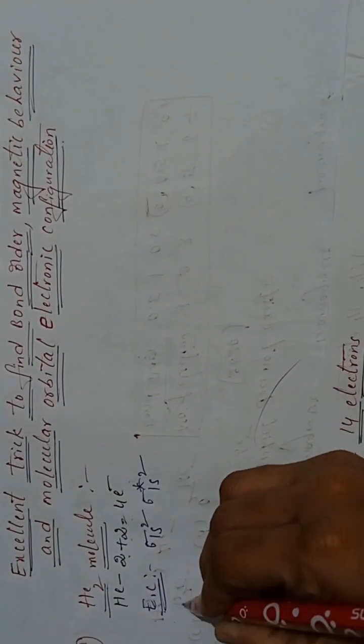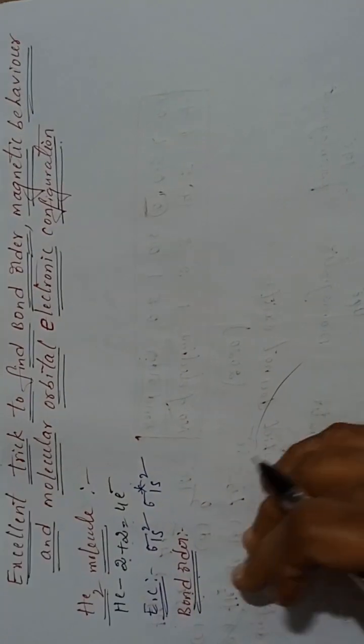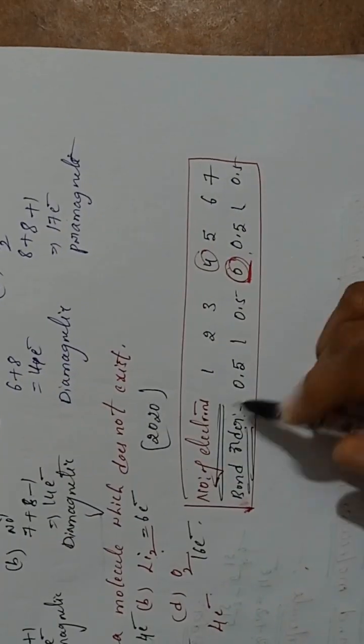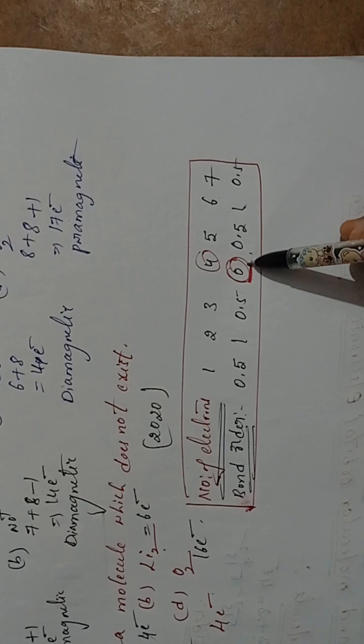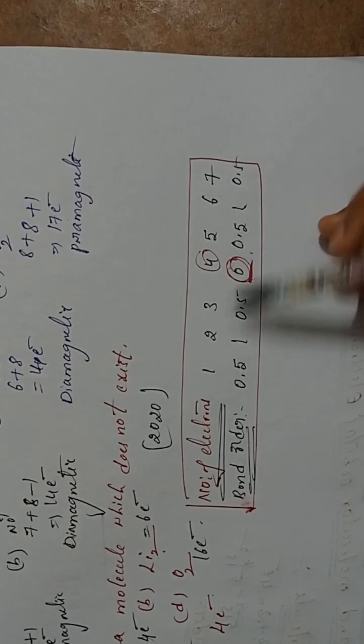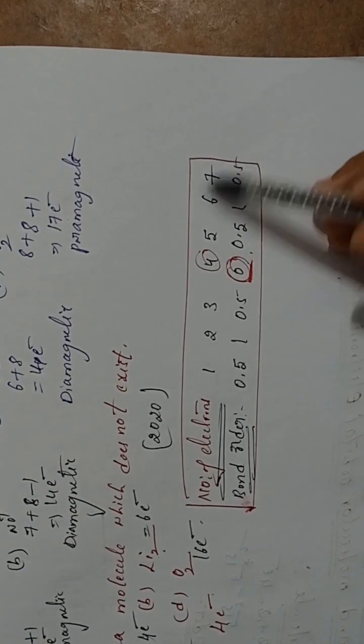Now coming to the bond order. What is the bond order of this molecule? There is a trick here too. The He2 molecule has 4 electrons. You have to remember this table: number of electrons versus bond order. This trick is applicable for 1 to 7 electrons.